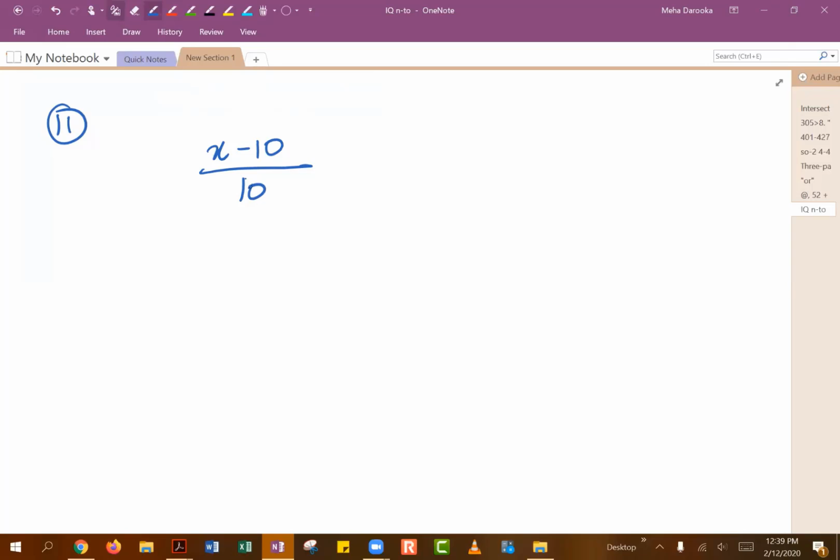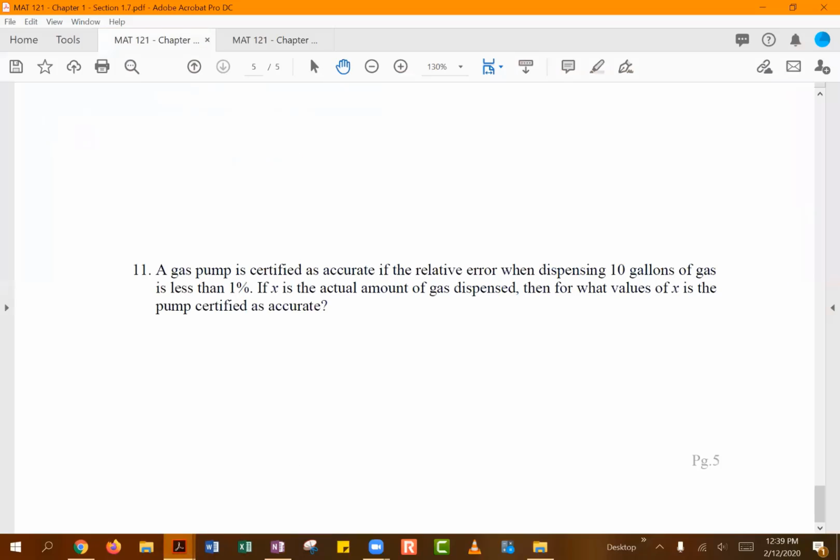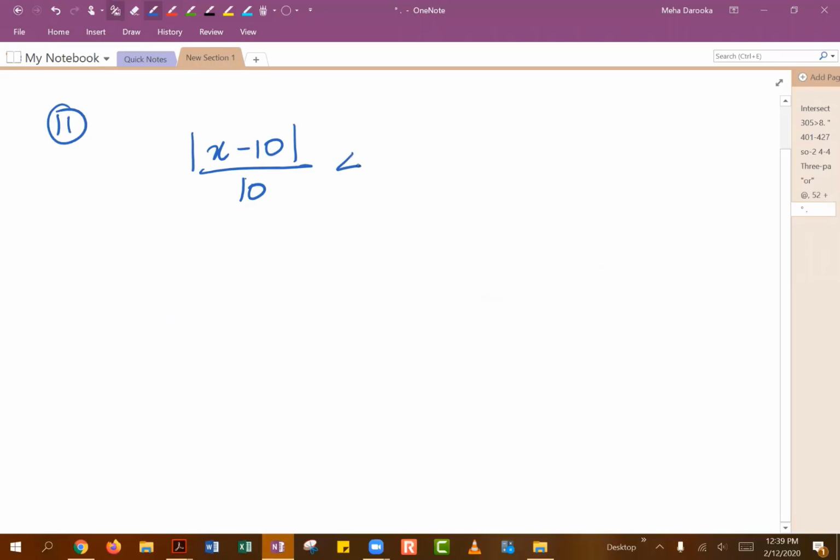But here's the thing, with relative error, we put that in absolute value, because we want to know, is it pumping less than 10 gallons or more than 10 gallons? We don't know on what side of 10 gallons it's going to fall. And in this case, they are telling us your relative error has to be less than 1%, so obviously that means less than. What is 1% as a decimal? Very nice.